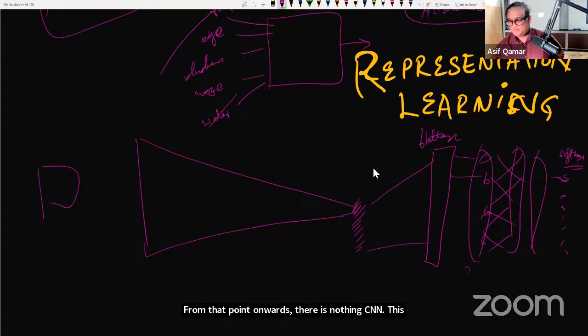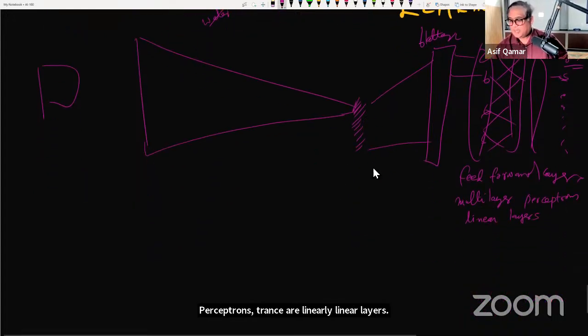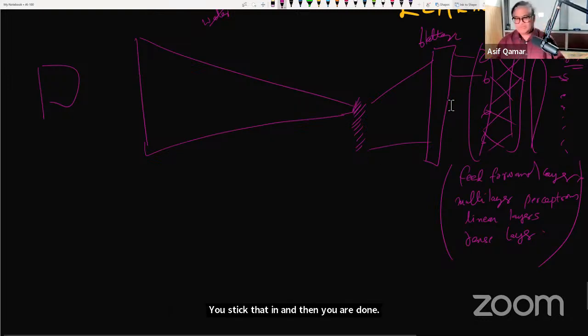People use these words interchangeably: feed forward layers, or multi-layer perceptrons, or linear layers, or dense layers. These are all synonyms, guys. So whenever you see these four words, they are referring to the same thing. Are we together? You stick that in and then you are done. So this is a good point to break.